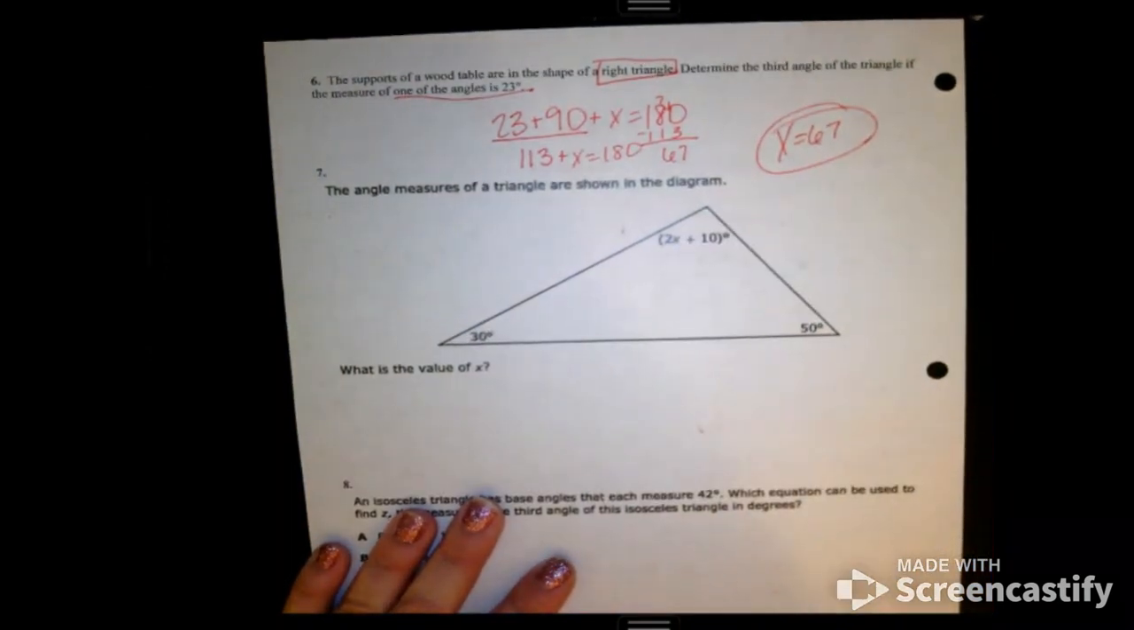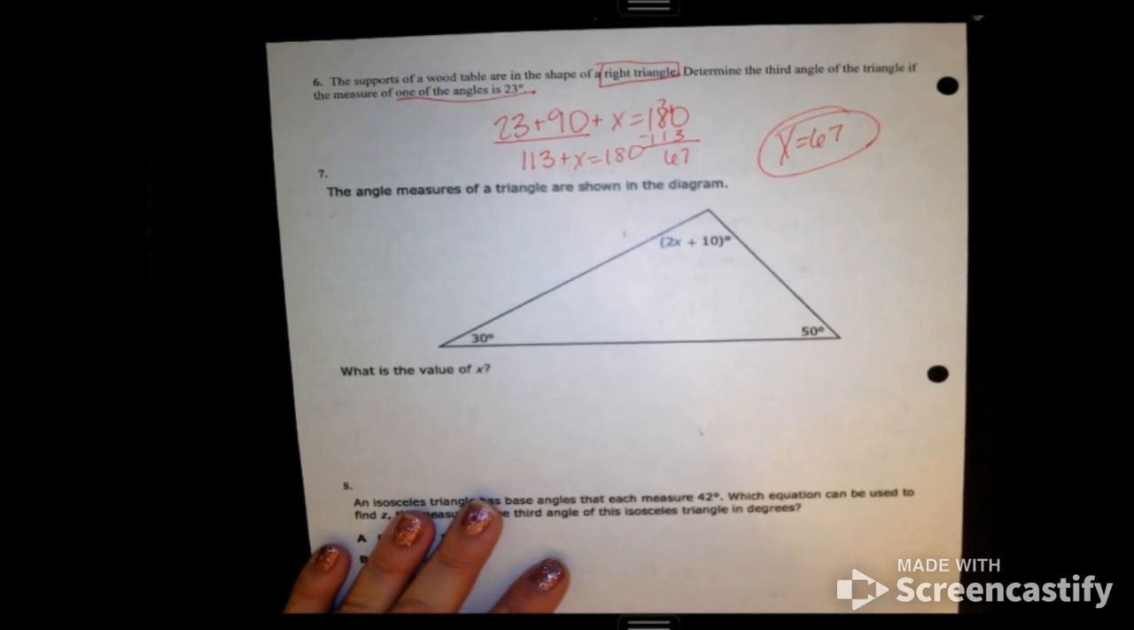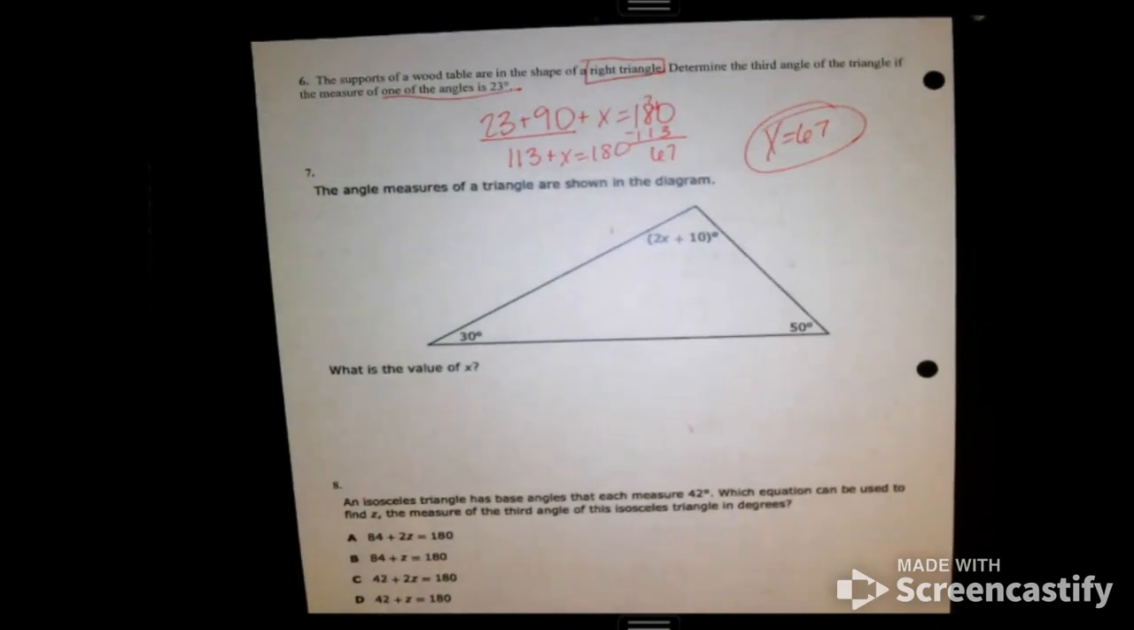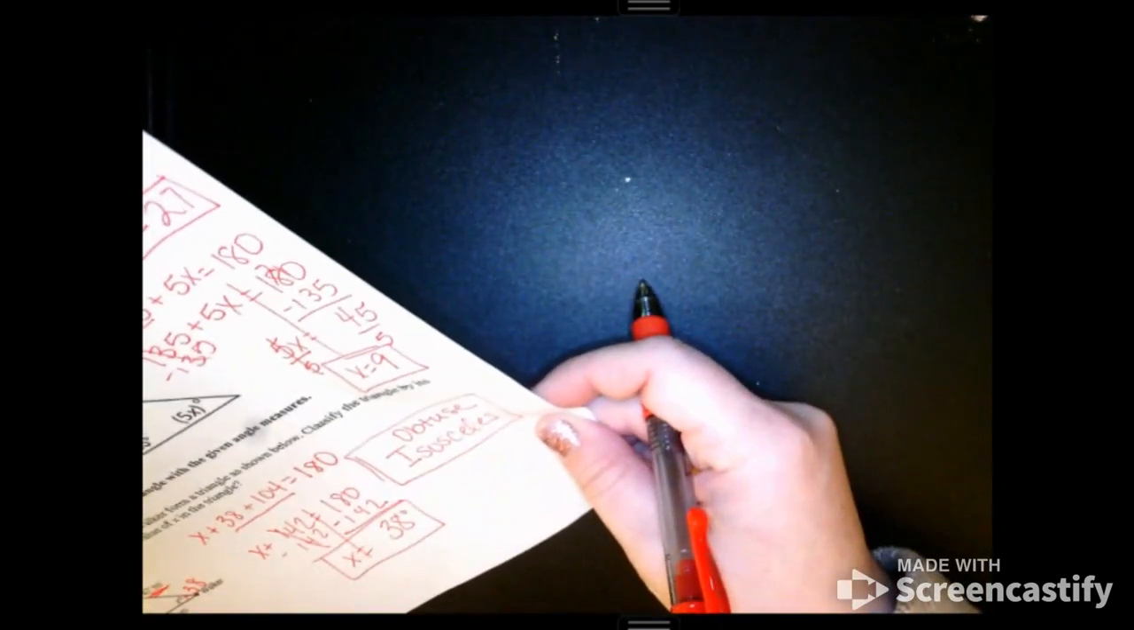Couldn't you just do 90 minus 23 and find the missing one? Don't try to do it in your head. If you did 90 minus 23, you'd already have the third one. I see what you're saying. I don't know if that works every time. Yeah, that's not going to work every time.